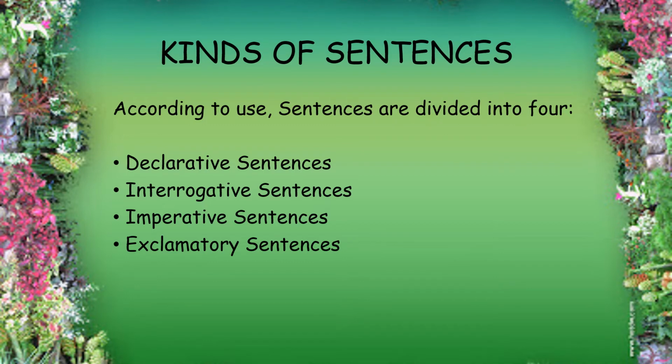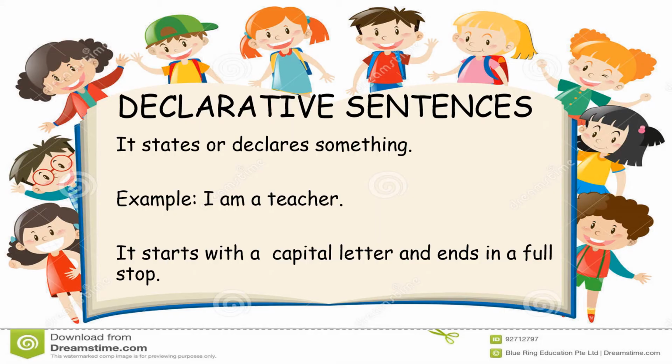Now we look at the kinds of sentences according to use. According to use, sentences are divided into four: declarative sentence, interrogative sentence, imperative sentence, and exclamatory sentence. Let us look at the first one, declarative sentences. It states or declares something. Example, I am a teacher. It starts with a capital letter and ends in a full stop. We have learned this in class 6.